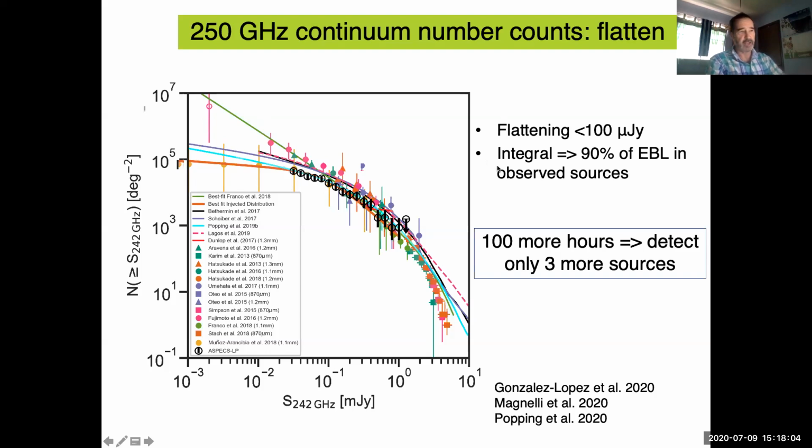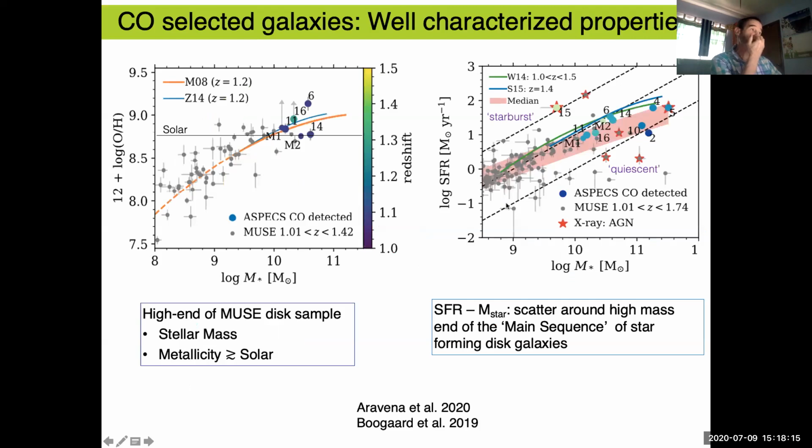Another way of looking at this, and I haven't checked this actually, but I think Jorge told me that if we integrated for another 100 hours in the same field, we would only detect 3 more sources. So I think we've gone deep enough. So let's look at some of the properties of a CO selected sample. It's unique in that sense. It's not optically selected, it's not infrared selected, it's not radio selected, it's a CO selected sample.